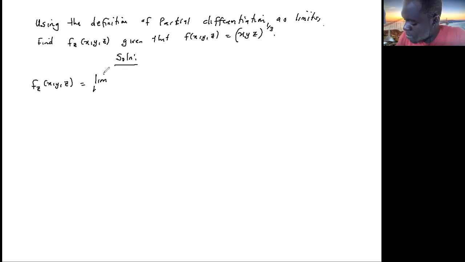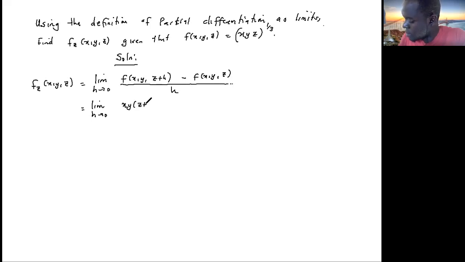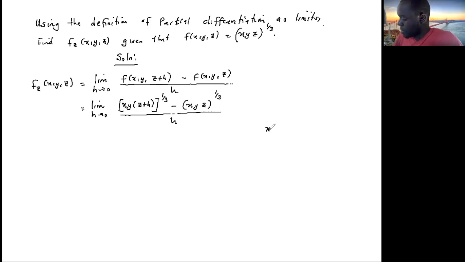the limit as h goes to 0 of [f(x, y, z + h) minus f(x, y, z)] over h. So we substitute, and we have the limit as h goes to 0 of [(xy(z + h))^(1/3) minus (xyz)^(1/3)] over h. Now, we know that if you have x^(1/3) and multiply by x^(1/3), what we get is x^(2/3).